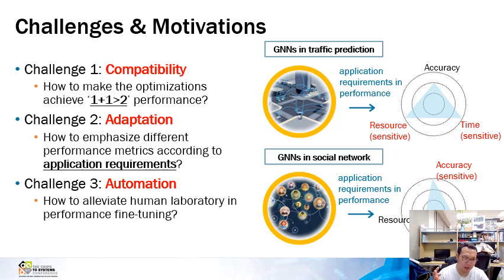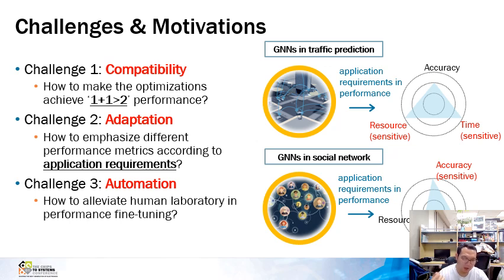Next up is adaptability, as can be seen in the right diagram. In real-world applications, different scenarios demand different performance metrics. Whether it is accuracy, time cost, or something else entirely, we need our GNN to be flexible enough to adapt to these varying requirements. This challenge is all about making sure our models can handle a wide range of situations effectively.